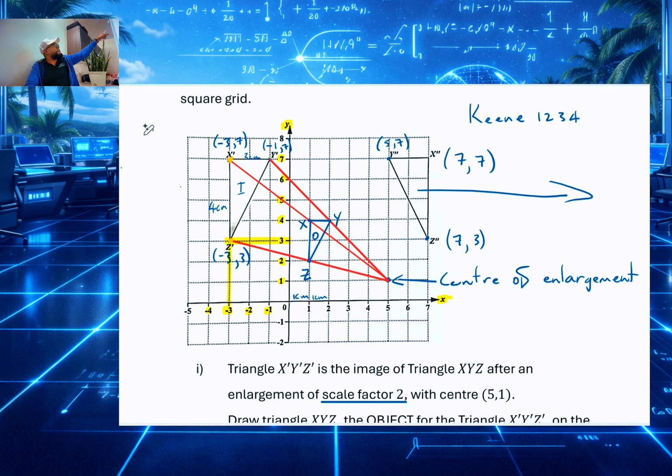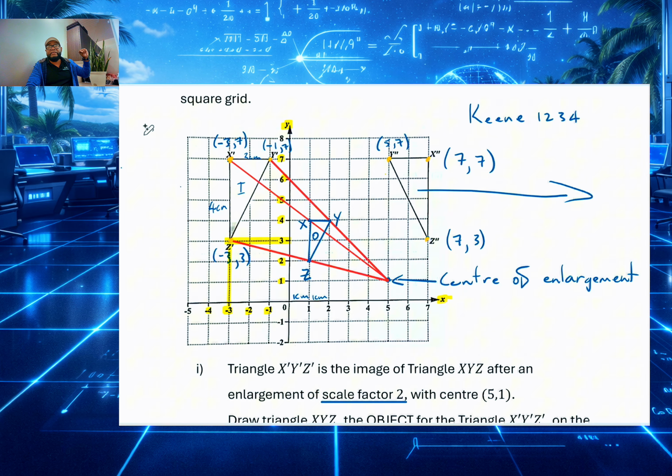Next point, which is this point here, that will be -1, comma 7. So this will be 7, comma 3. This will be 7, comma 7, right? And this will be 5, comma 7.